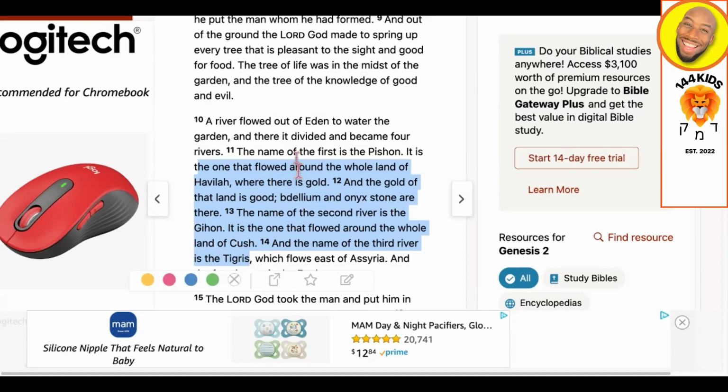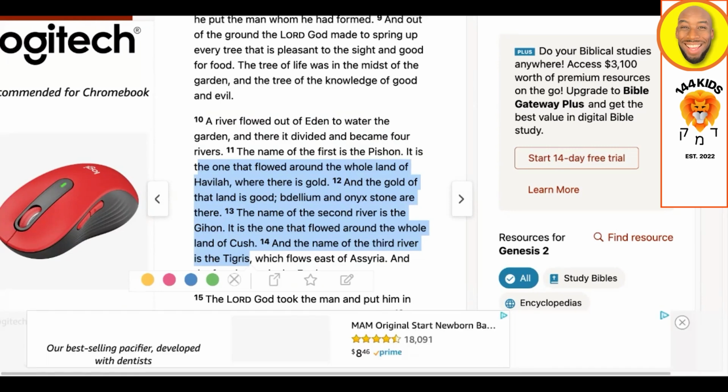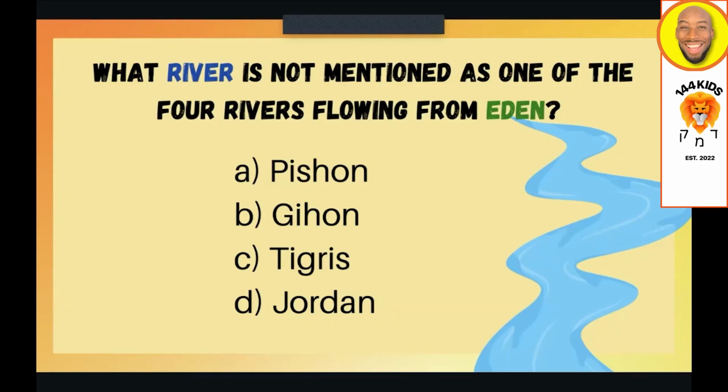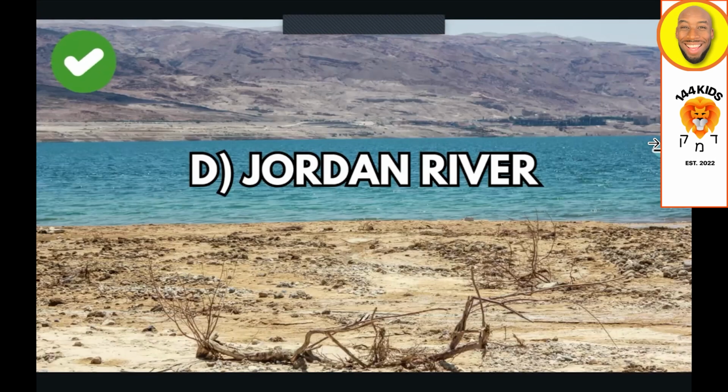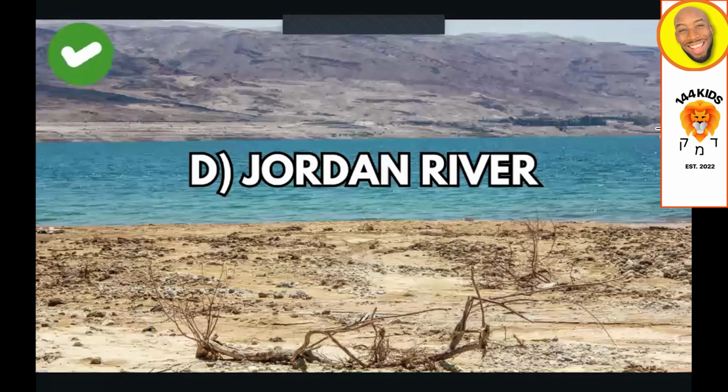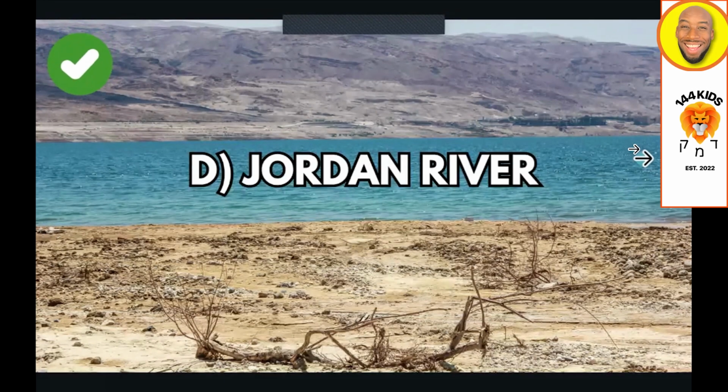So the only river that did not flow out of Eden would be D, the Jordan River. The answer is D. All of these are biblical rivers in scripture. So let's go to this next one. Like I said, the answer was D, the Jordan River. The Jordan River does not flow out of the Garden of Eden.